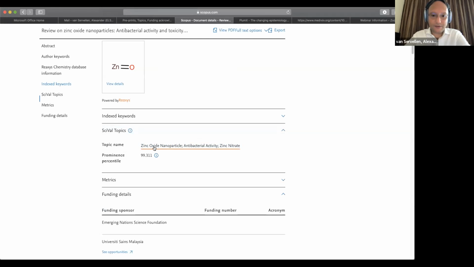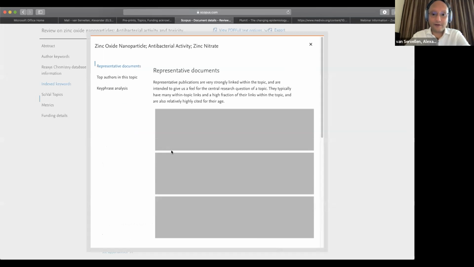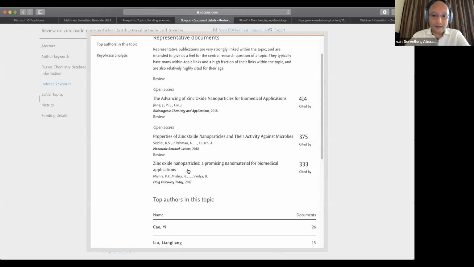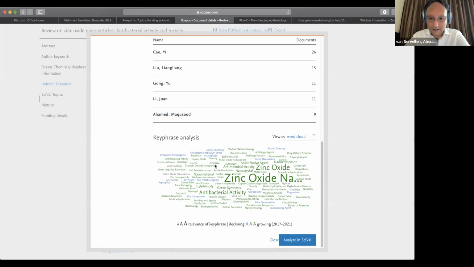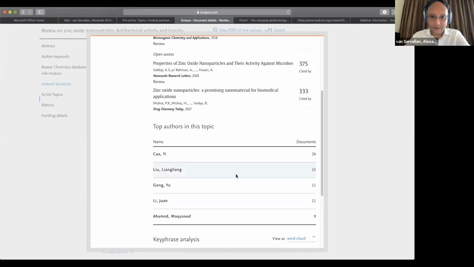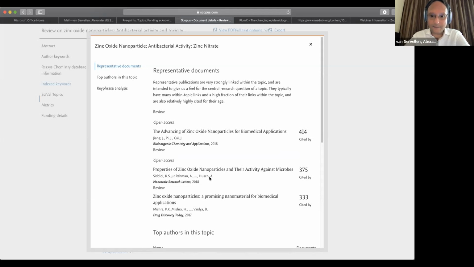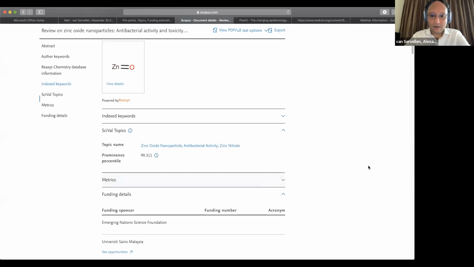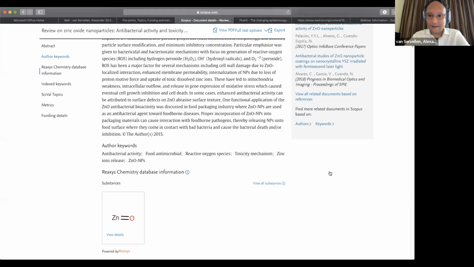So you can see that this paper has actually been put in a topic related to zinc oxide nanoparticles antibacterial activity, which is a very prominent topic. It's in the 1% most prominent topics in the world. If I wanted to know more about this topic, I can see here antibacterial activity, green synthesis, zinc oxide, and so forth. These are the top authors in the world. Looks very Chinese. These are some of the representative papers, right? So that is all information that is in Scopus.